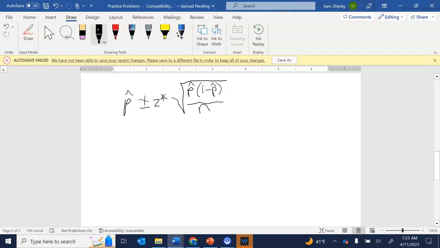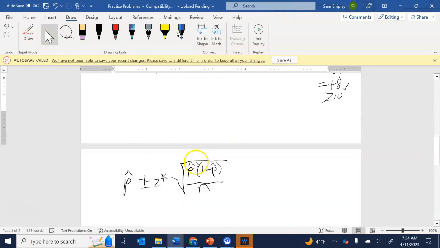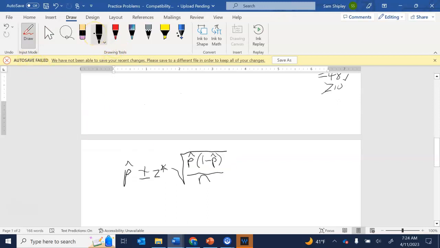Okay, so how to find P hat? Let's look for P hat first. You're going to do the same thing right here. It's the same equation, 12 over 60. So that's how you find your P hat. And you end up with 0.20. So we found our P hat.